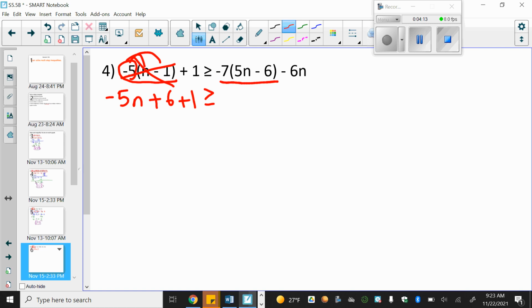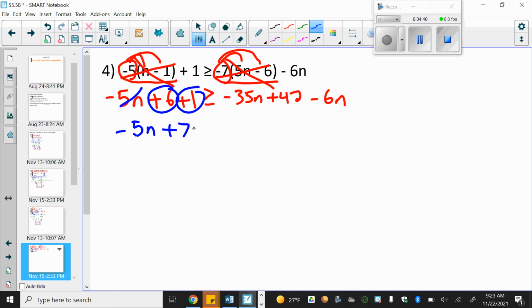Here's another distributive property. Negative 7 times positive 5 is negative 35. Oh, I miswrote that. Sorry. Negative 35n. And then negative 7 times negative 6 is plus 42. And then I'm going to bring down that minus 6n. Then I want to combine like terms. Here I have negative 5n, and then plus 6 plus 1 to get plus 7. On this side I have negative 35n minus 6n more to get negative 41n. I'm going to bring down that plus 42.